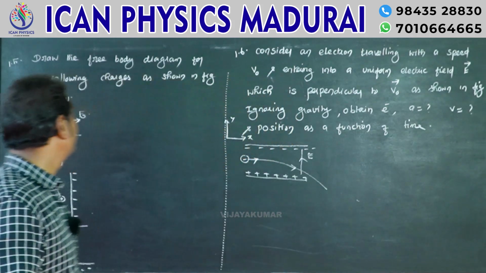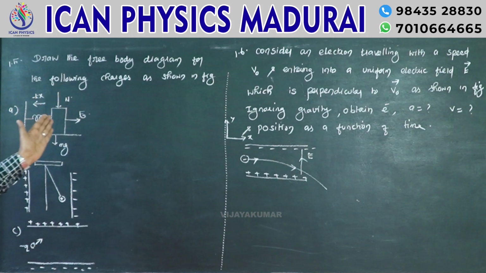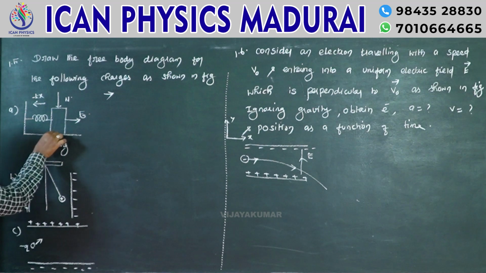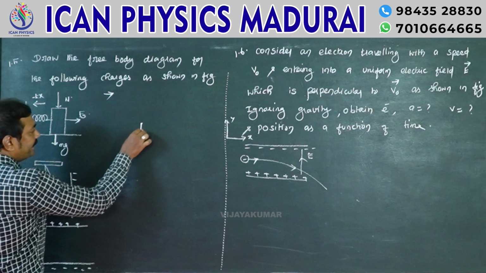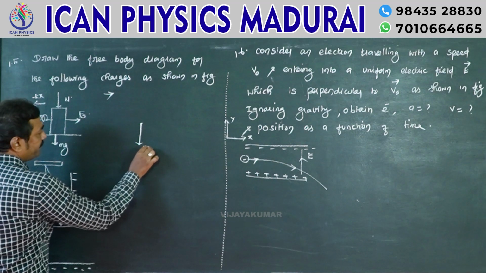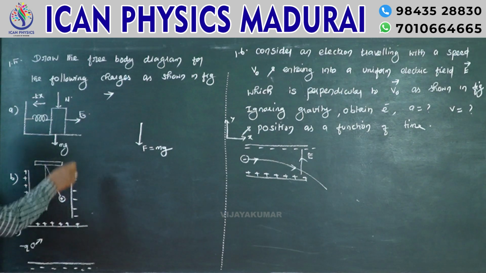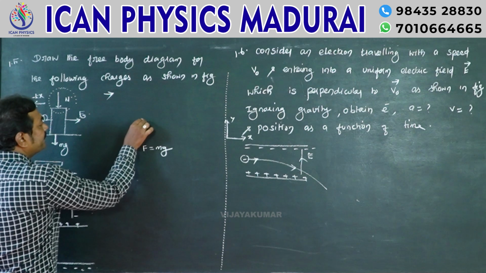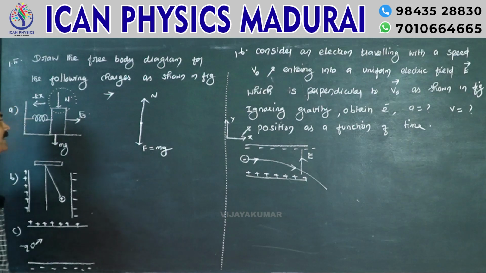So 1.5, draw the free body diagram for the following charges as shown in figure. For the first one, A, the force F equal to mg is acting in the downward direction. Next, the normal reaction force is acting on the object in the upward direction.